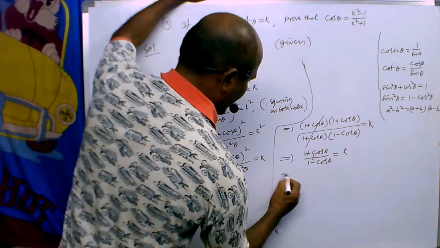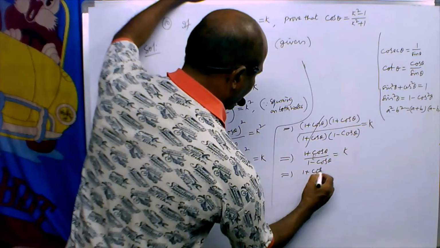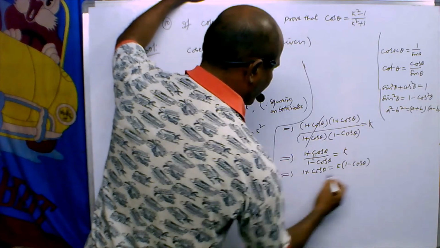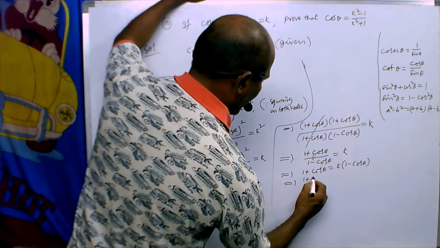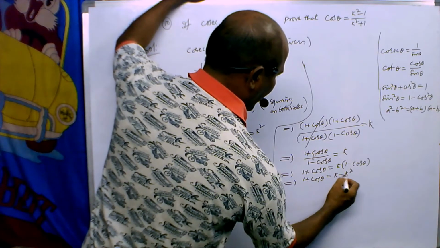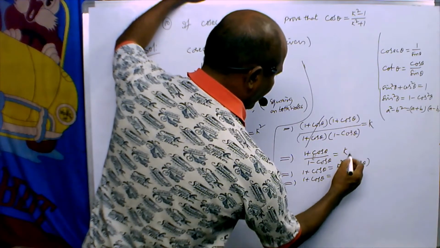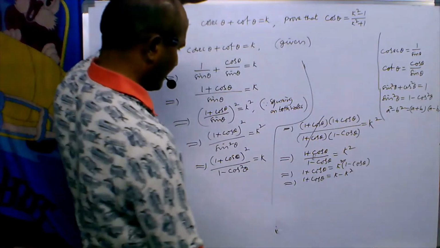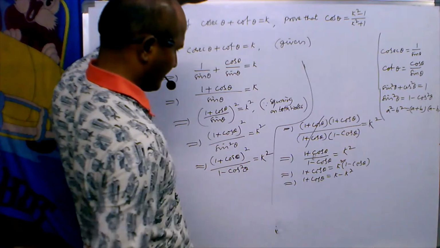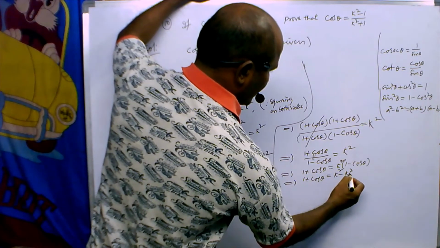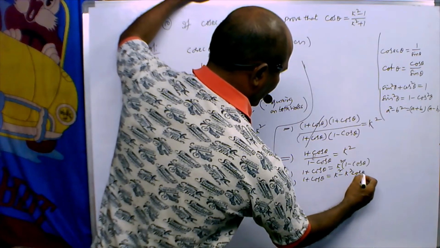Now you make cross multiplication. 1 plus cos theta is equal to k into bracket of 1 minus cos theta. Expand this. 1 plus cos theta is equal to k minus k cos theta. Here also we have to write square. K square minus k square into cos theta.